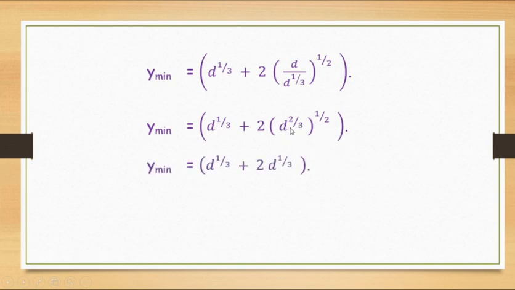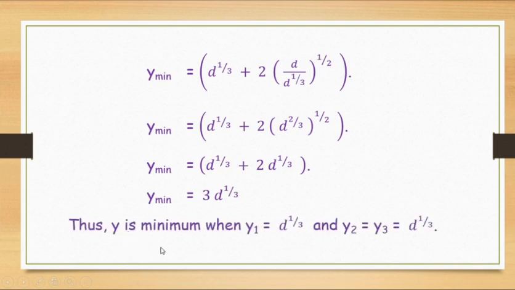Now d raised to 2/3 whole bracket raised to half means this 2 gets cancelled out, because another law exists, a raised to m whole raised to n is equal to a raised to mn. In that case 2 gets cancelled out and it will be 1 by 3. That means y min is equal to d raised to 1/3 plus 2 times d raised to 1/3. Here 2 times d raised to 1/3, here 1 times d raised to 1/3. Total it will be 3 times d raised to 1/3. That will be the minimum value of y when n is equal to 3.